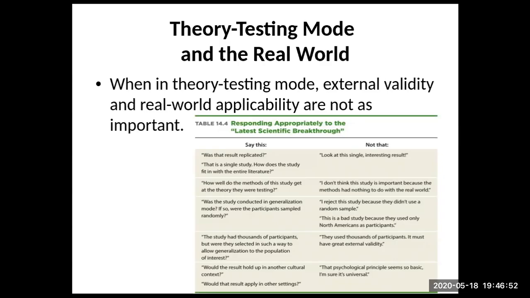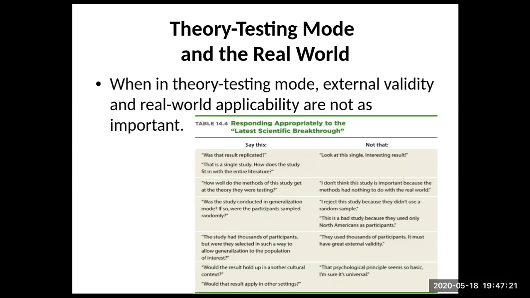And, well, again, let them get there. Was the study conducted in generalization mode? If so, were the participants sampled randomly? Because you don't want a convenient sample in that case, right? You don't want to say, I reject this study because they didn't use a random sample, or this is a bad study because only used weird people or North Americans as participants. You do want to say something like, the study had thousands of participants, but we're asking, were they selected in a way to allow generalization to that population of interest?